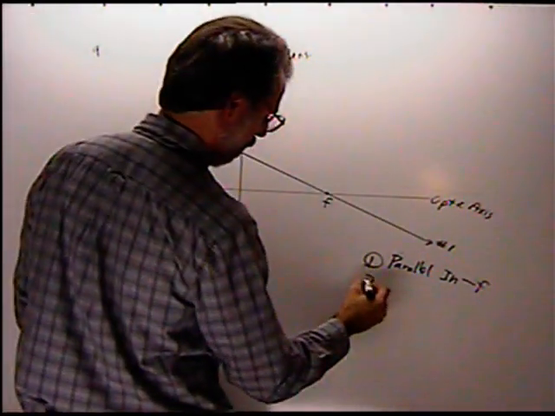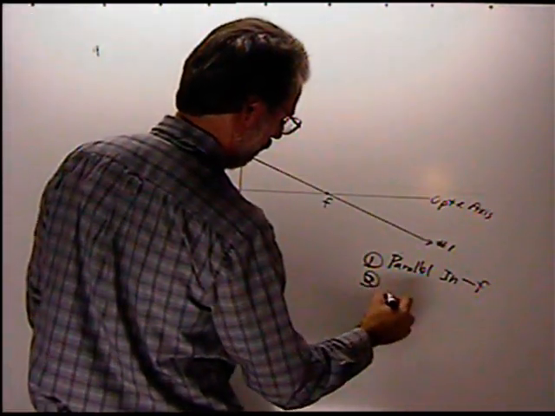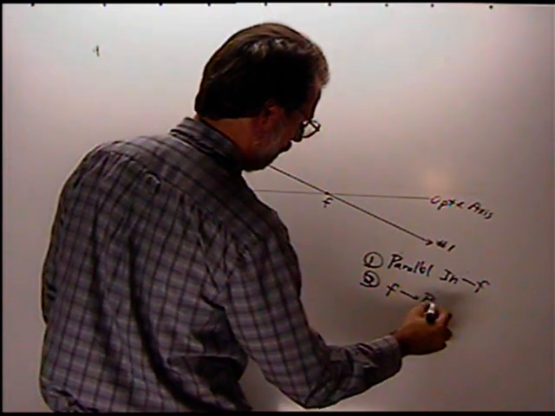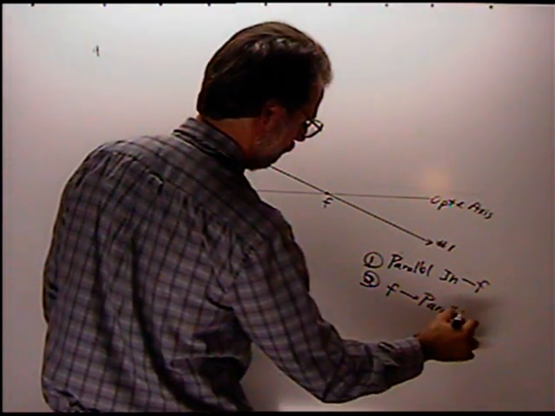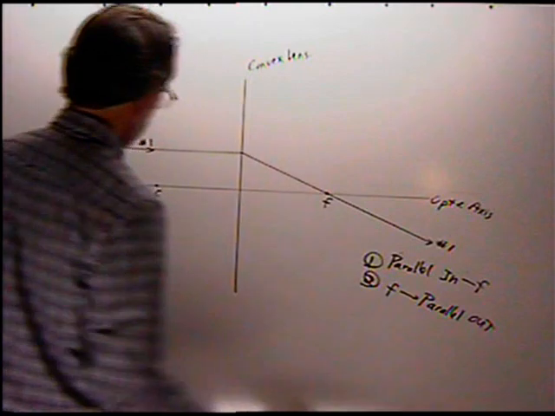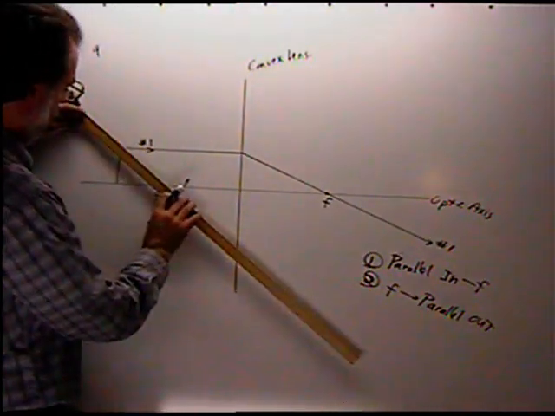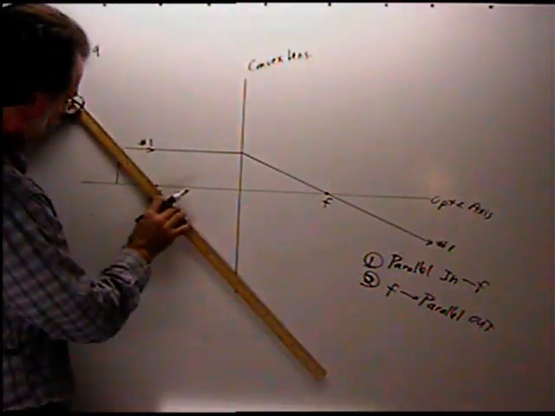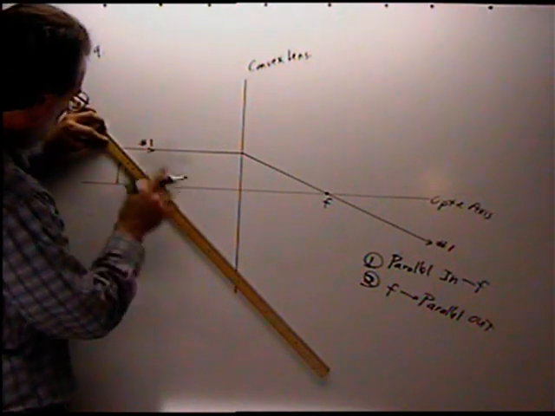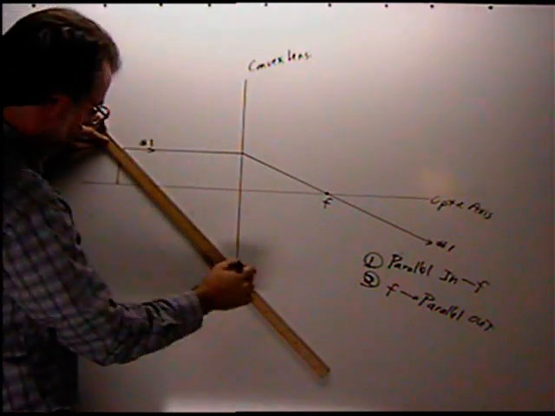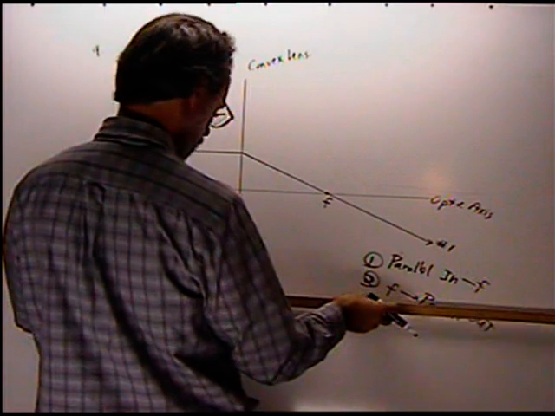Ray number 2 is through the focal point and parallel out. Here's the focal point, and we're outside of it. So now we can go through the focal point, and now we come parallel out.